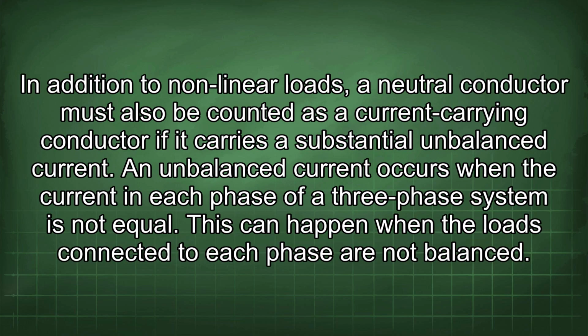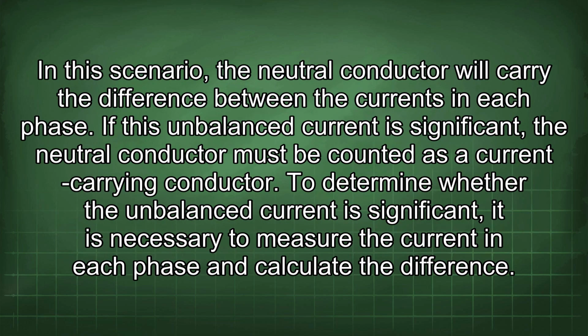In addition to nonlinear loads, a neutral conductor must also be counted as a current carrying conductor if it carries a substantial unbalanced current. An unbalanced current occurs when the current in each phase of a three-phase system is not equal. This can happen when the loads connected to each phase are not balanced. In this scenario, the neutral conductor will carry the difference between the currents in each phase. If this unbalanced current is significant, the neutral conductor must be counted as a current carrying conductor.